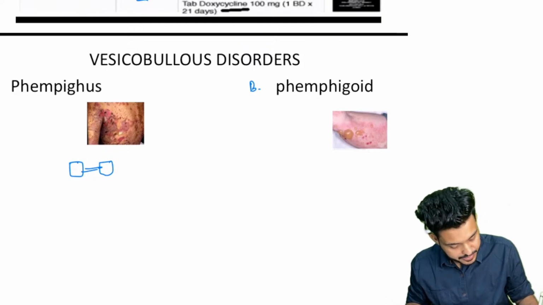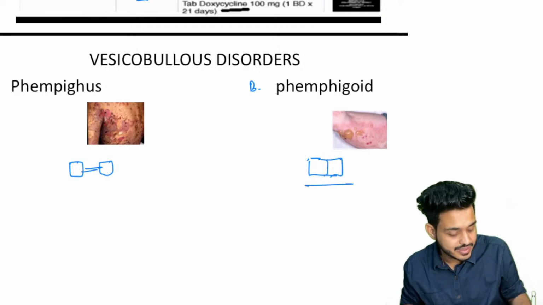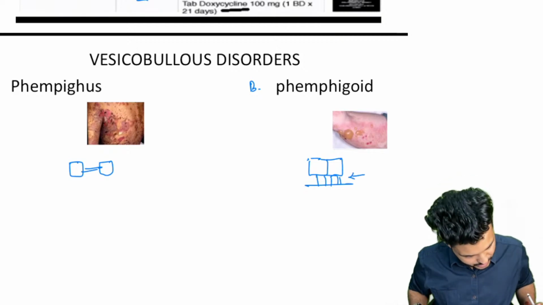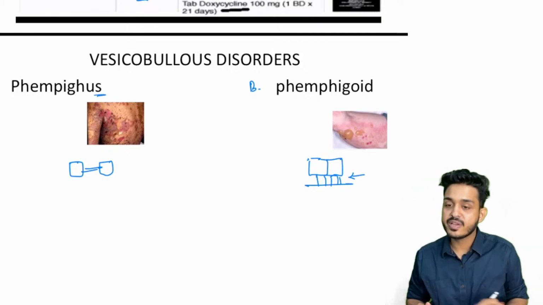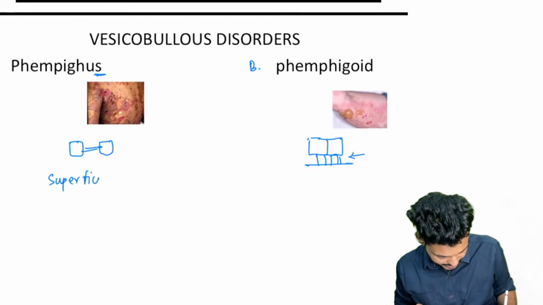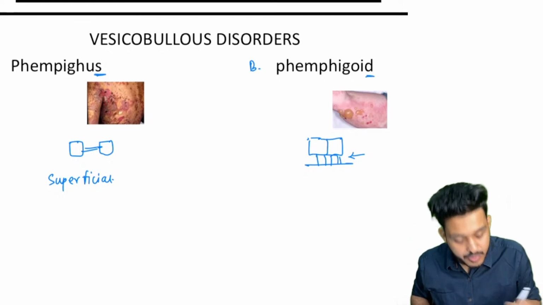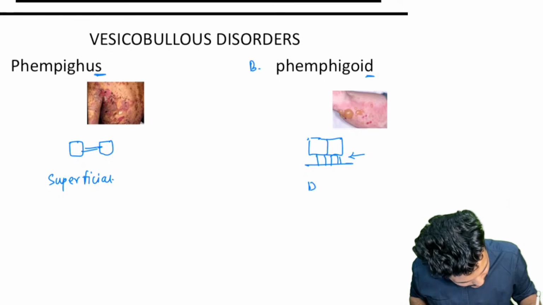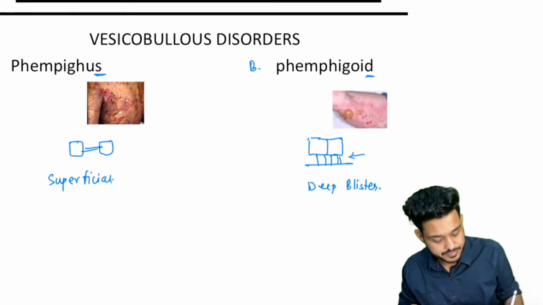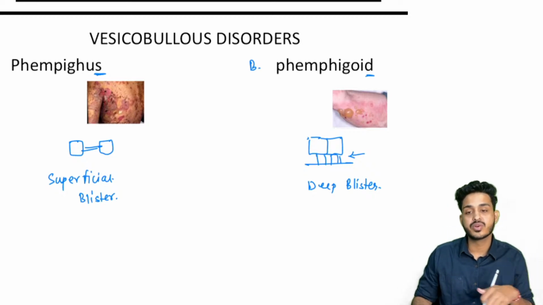Now what will happen here? Here the keratinocytes are fine, but there is a problem with the hemidesmosomes. So look here, just remember S for superficial. Pemphigus would be superficial, and bullous pemphigoid, D for deep, so that would be a deep blister. Pemphigus would be a superficial blister, whereas pemphigoid would be a deep blister.